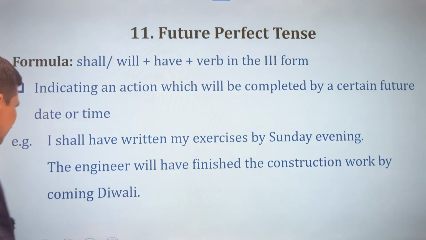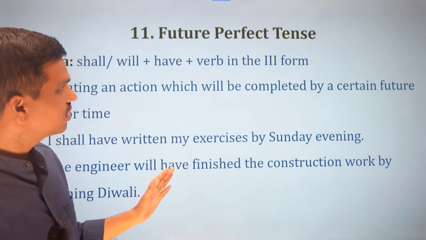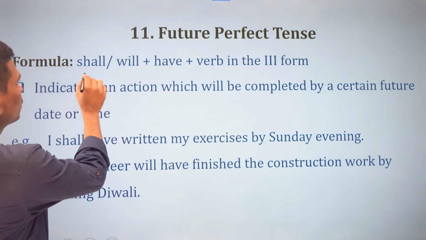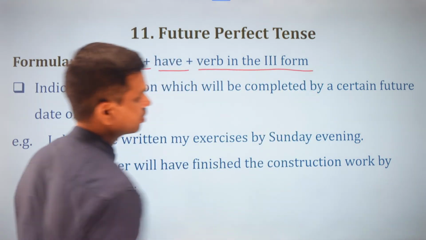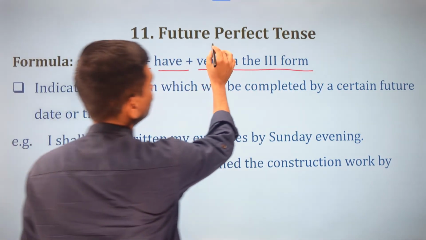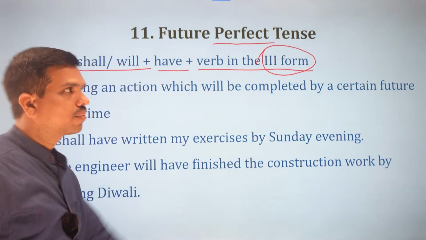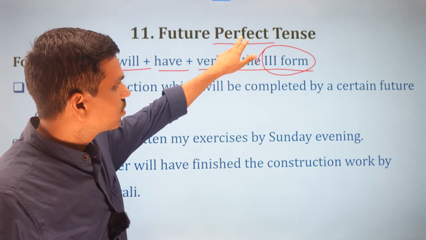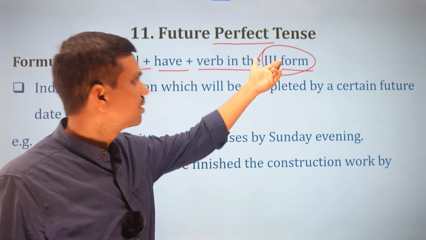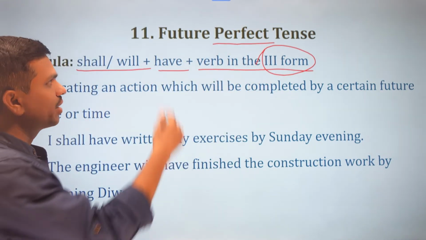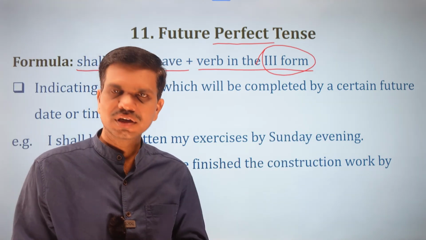Let's see the next tense here, future perfect tense. What is there in the future perfect tense? The formula is very simple: shall, will plus have plus verb in the third form. Whenever you find this word perfect, the verb is in the third form. So keep in mind, whenever the perfect comes, the form of the verb used is the third form. And when you see that it is progressive, then the ing form of the verb is used.